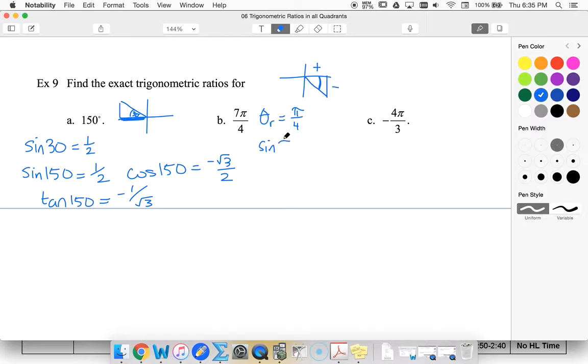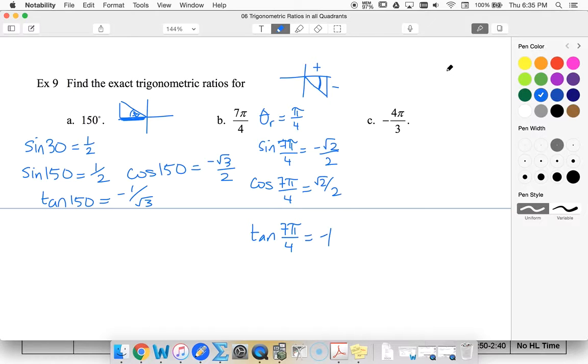So sine 7 pi over 4 is going to be negative of the pi over 4 value, which is root 2 over 2. Cosine of 7 pi over 4 is going to be positive. The tangent is going to be negative 1.